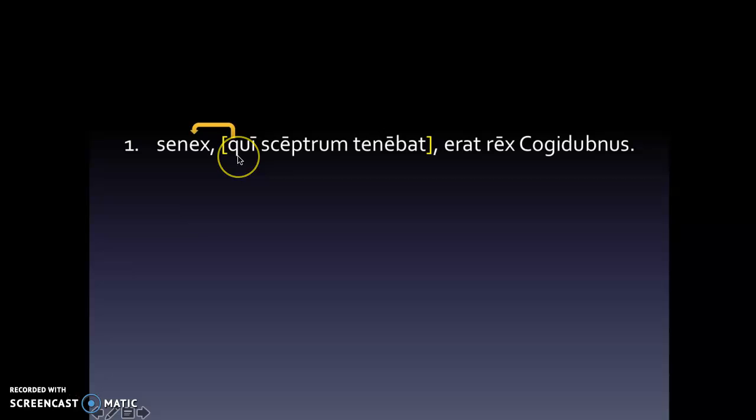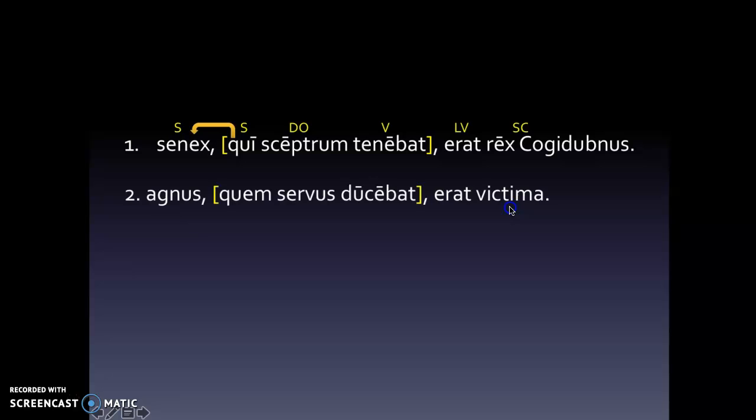The fact that both of them are nominative is coincidental, and that's because here qui is the subject of the relative clause, and senex is the subject of the main clause. But what's important is that they are both masculine and they are both singular. So the main clause is the old man was King Cogidubnus. The relative clause is who was holding the scepter. So the old man who was holding the scepter was King Cogidubnus.